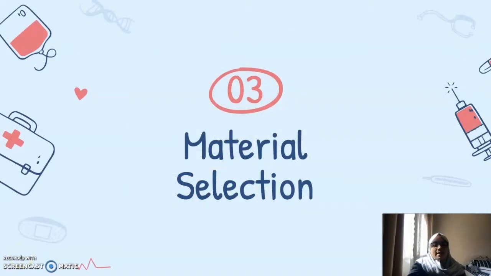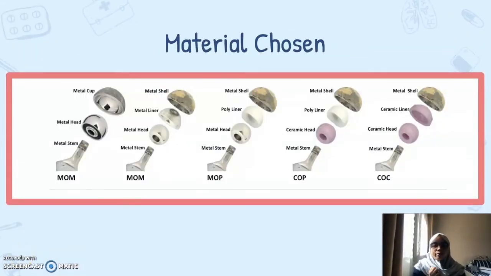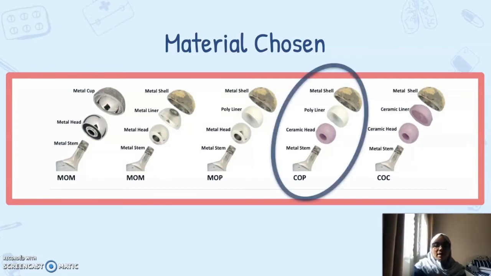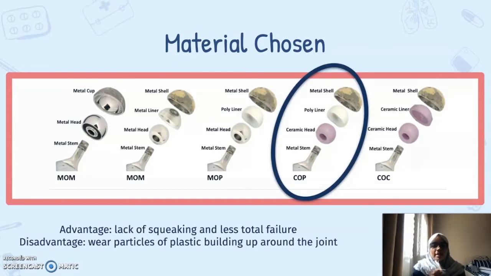For the material selection, after further consideration on the 4 common materials that can be used, we chose the CoP, which is the ceramic head on polymer lining, for its advantages over all the other materials. For instance, the metal is not biocompatible with the body, and it may be toxic if exposed to the bloodstream and allowed to travel throughout the body. And for ceramic, if we choose ceramic CoC, ceramic head and ceramic liner, ceramic is a brittle material and it has a higher chance of fracture, especially during the insertion surgery. It may fail before being inserted itself.